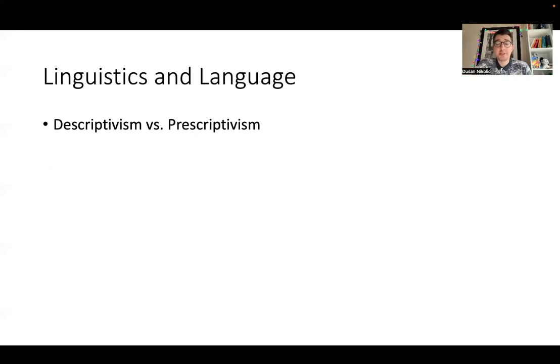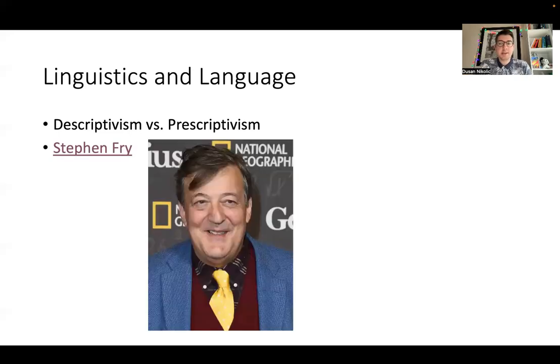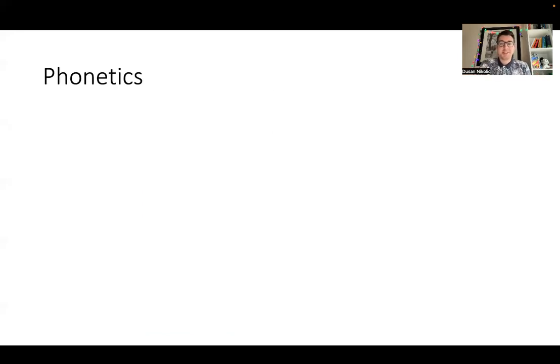We also talked about descriptivism and prescriptivism. As linguists, we try to be descriptive, to describe language, not prescribe rules. For example, don't end a sentence with a preposition. That's a prescriptive rule. And we are trying not to be prescriptive in linguistics, but you have to be aware of both of these terms. And I posted this little link to Stephen Fry's nice way of talking about this myth of prescriptivism. Please take a look at it.